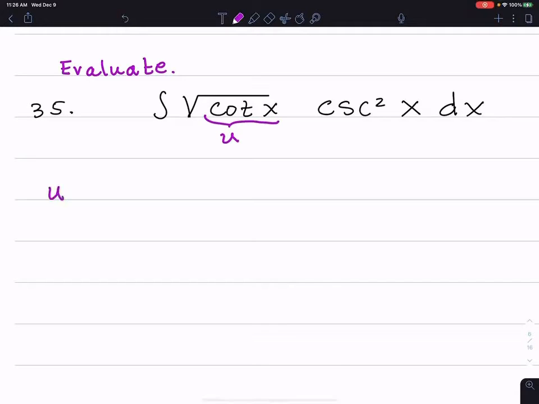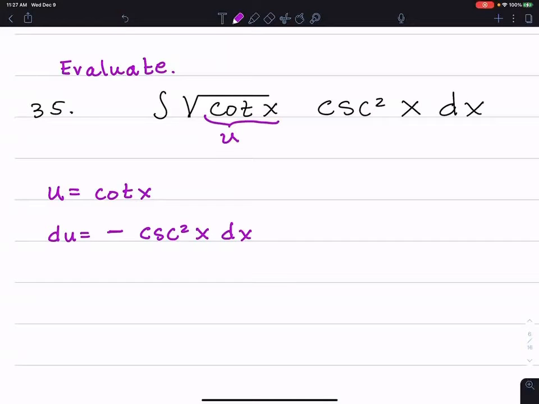But then I look at another thing: if I do let U equals cotangent X, do I see the derivative of cotangent X lying around here somewhere? Well, we see something like that. Let's see. The derivative of cotangent is what? Well, because it's a cofunction, the derivative will have a negative in front. And then keep in mind the derivative of tangent X is secant squared X. The derivative of cotangent X is negative cosecant squared X. So it's similar to the tangent derivative.